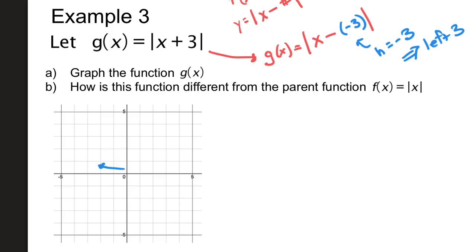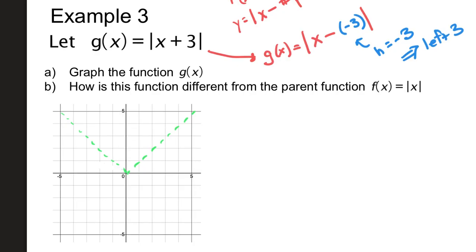Let me put that parent function on this graph for us. Now, just like when we were moving functions up and down, in this case, we're going to move everything to the left 3 units. So that means that the vertex point that's right here, we're going to move to the left 3 units to create a new point. We'll take this point that's up here, we'll move it to the left 3 units. Careful, the one that's over here at -1, +1, we're going to move to the left 3 units as well.